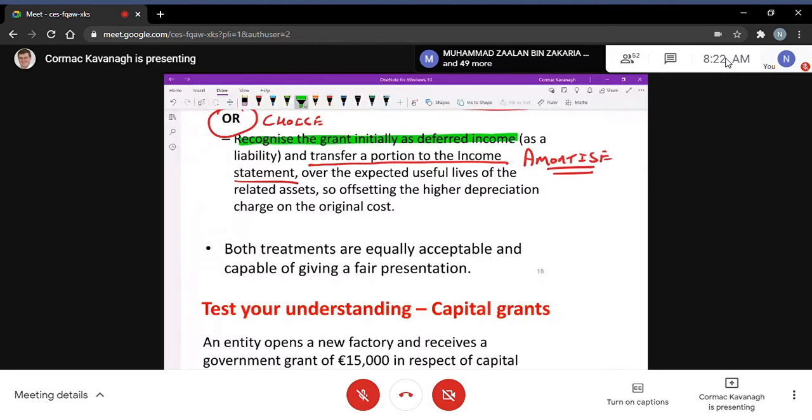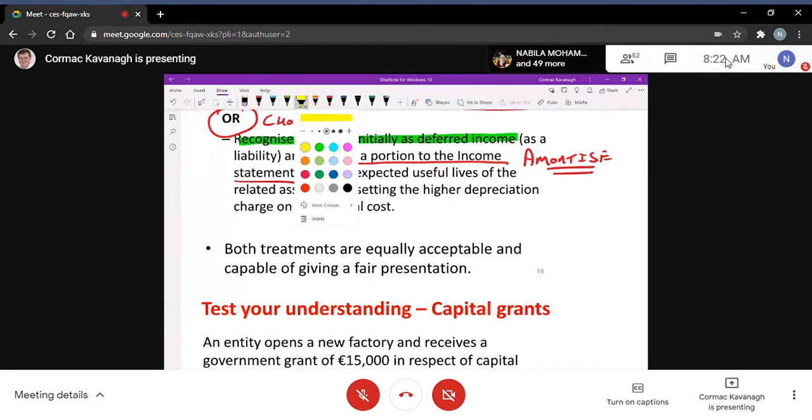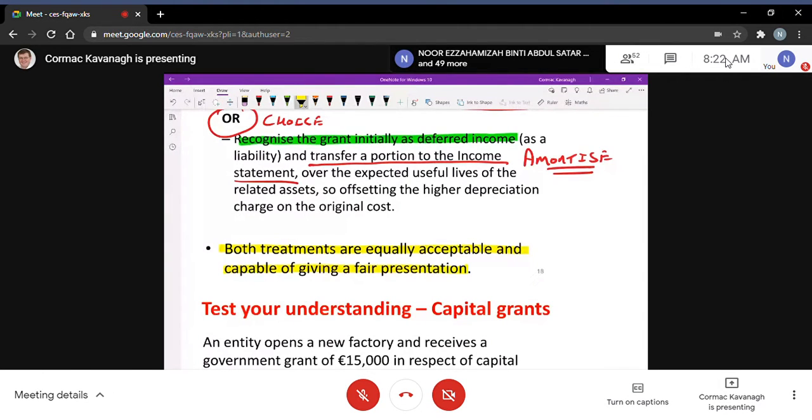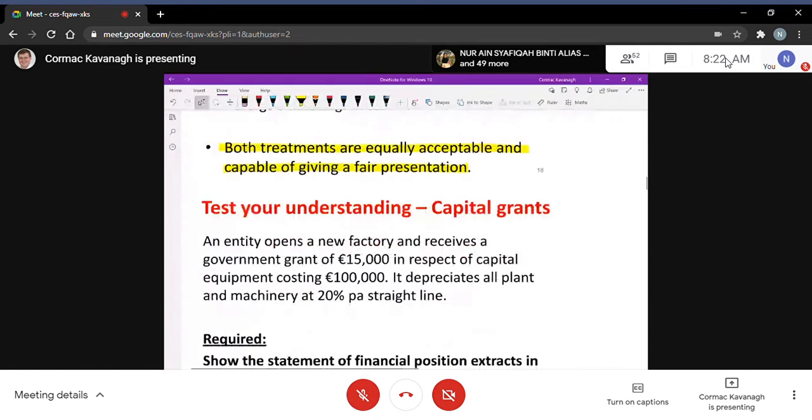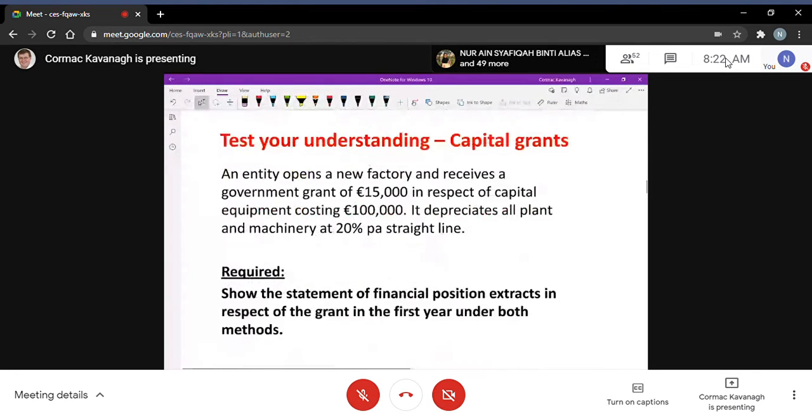So we should note here that both treatments are equally acceptable and capable of giving a true and fair view or fair presentation. So this accounting standard is unusual in that it allows a choice as to which method we want to adopt. So we've got a fairly straightforward example here.